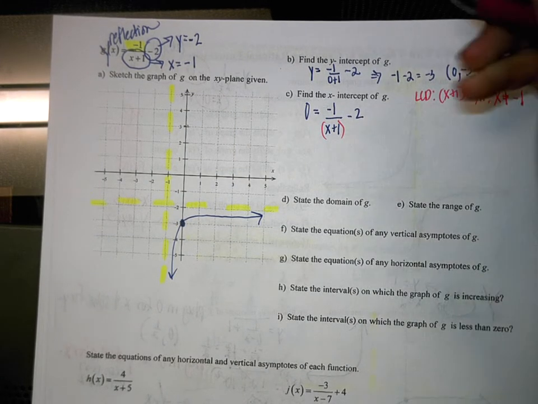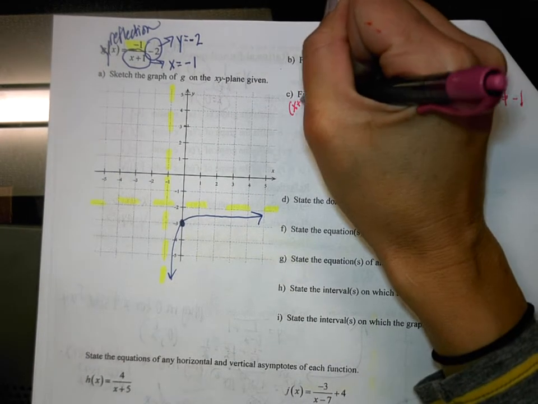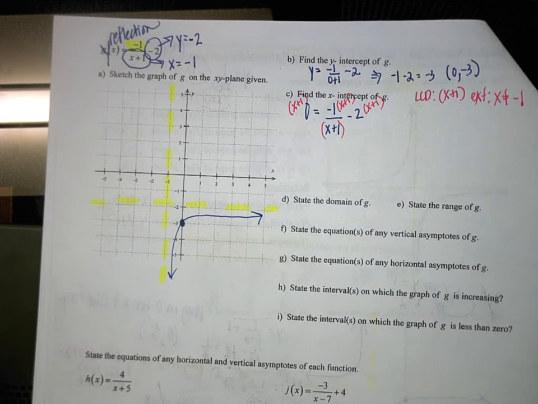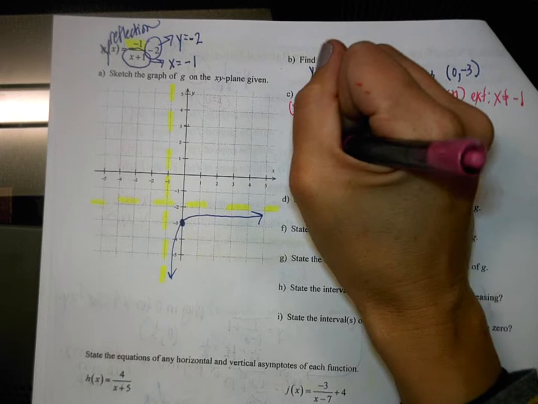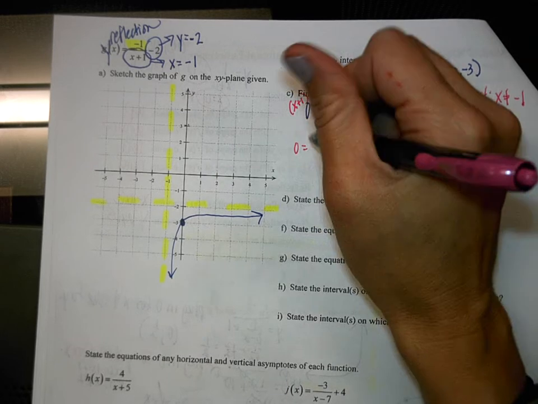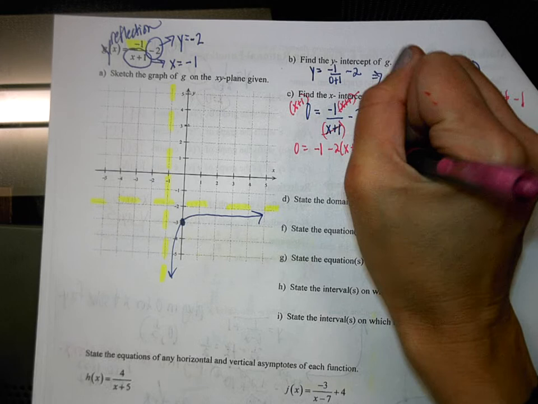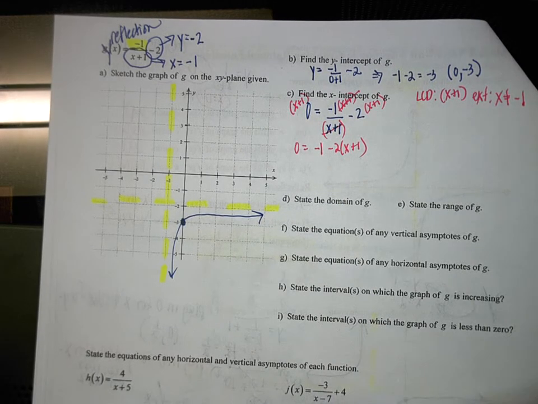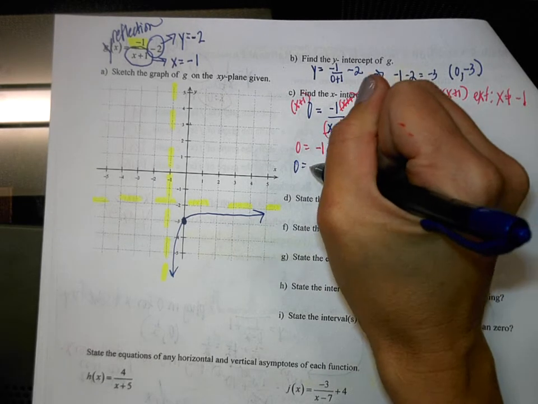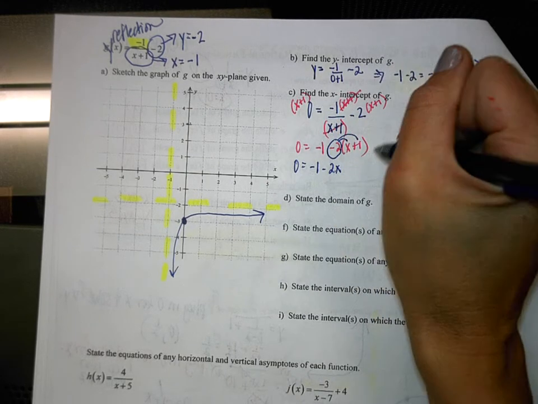Okay, so now what do I do? Multiply every single term by my LCD. Okay, what is 0 times x plus 1? 0. Equals, here the x plus 1's cancel, but I'm left with negative 1. And then I have minus 2 times x plus 1. Next, I'm going to distribute the negative 2 through. So I still have 0 equals negative 1, and then negative 2 times x is negative 2x. Negative 2 times 1 is?